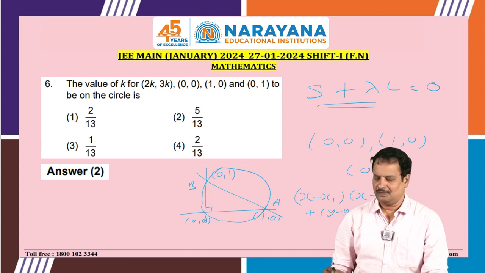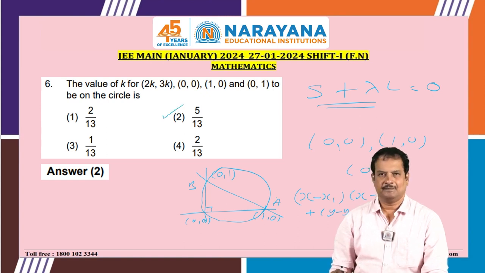So with the help of this 1, 0 and 0, 1, and by using this equation, we'll be getting the circle passing through 0, 0, 1, 0 and 0, 1. Just substitute the points 1, 0 and 0, 1 in the x1, y1 and x2, y2 respectively. Then once you get the circle equation, directly substitute 2k, 3k in this equation. Obviously, you'll be getting the value of k there, and that's going to be 5 by 13.